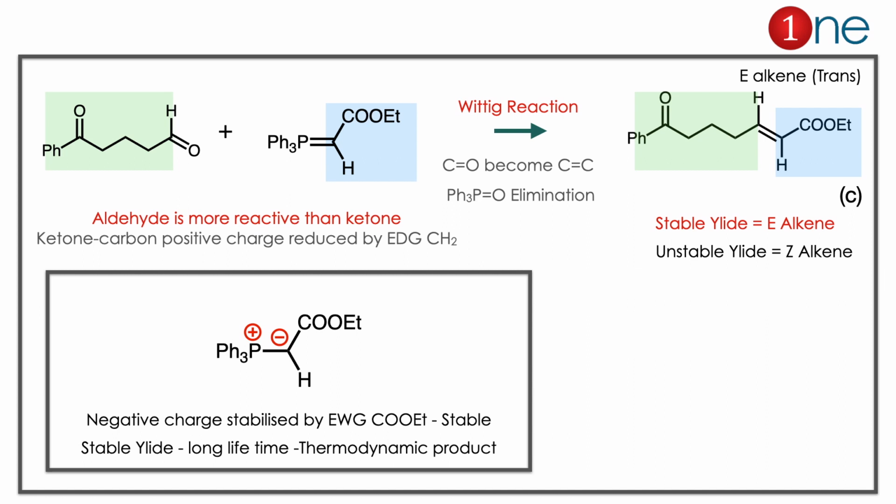Here you have to learn two important things. One is the reactivity between aldehyde and ketone. Aldehyde is very reactive when compared to ketone, because the ketone has two electron donating groups that reduce the positive charge. Second thing is the Wittig reaction. In the Wittig reaction, a stable ylide always forms the E alkene.